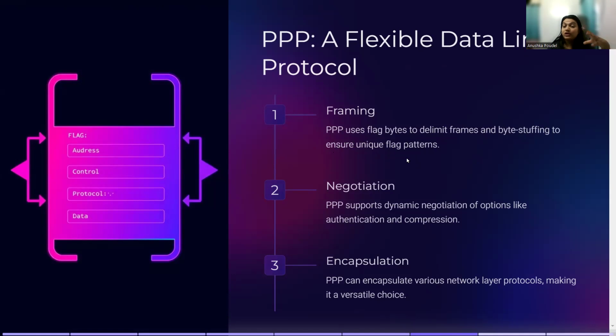It ensures a unique flag pattern so that the message is not misidentified by anybody else but only the receiver. Negotiation: PPP supports dynamic negotiation of options like authentication and compression, which ensure that the data has been transmitted, and the data compression does not lose any data but decreases the size. Encapsulation: it can encapsulate various network layer protocols, making it a versatile choice.